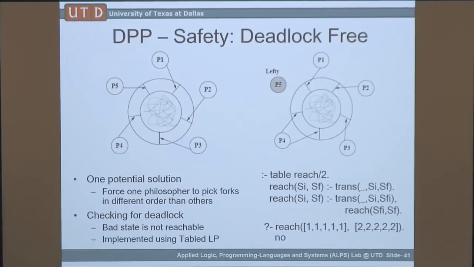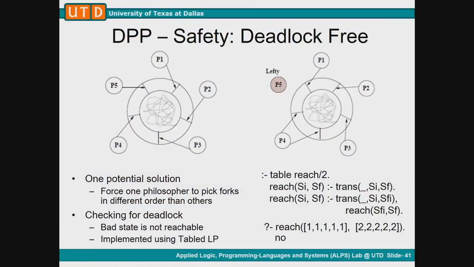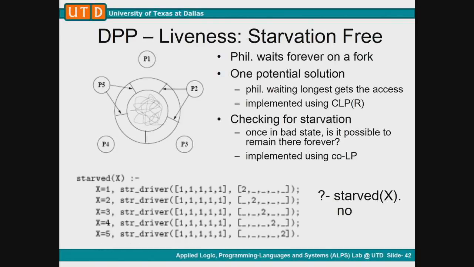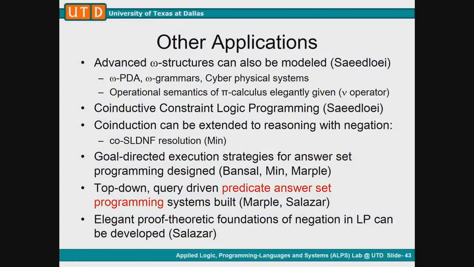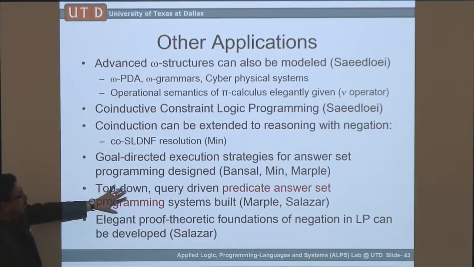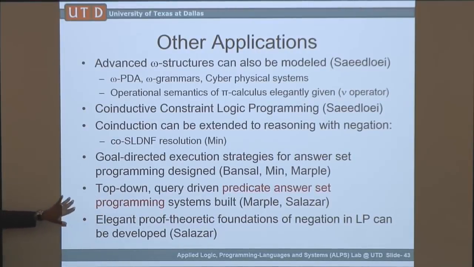And basically you can do all the safety properties, and you can use it for verifying the deadlock freedom of the dining philosophers problem. But here you use basically tabling and induction. But I can prove liveness properties as well. If you have this model where each philosopher has a stopwatch, and the philosopher who waits the longest gets to eat when there's a conflict, using co-induction you can verify this. There are many other applications as well. You can develop omega push-down automata, omega grammars, cyber physical systems, and you can also use co-induction to build predicate answer set programming systems that are very useful in AI.